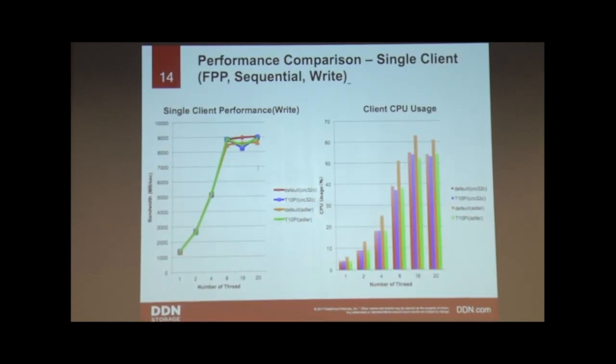This is one of the benchmark results on the client side: how the performance is working, how well the Lustre client performs, and how much CPU usage impact there is on the client side. On the left side is the single-client bandwidth. We tested from a single thread, two threads, up to 20 threads. We are saturating at 6-9 gigabytes per second. We tested two Lustre checksum algorithms: one is CRC32C, the other is Adler checksum.